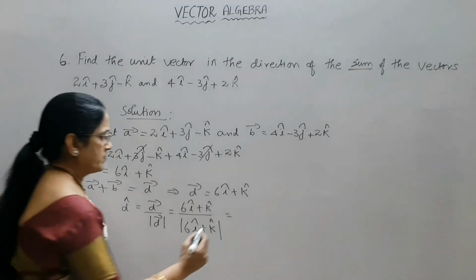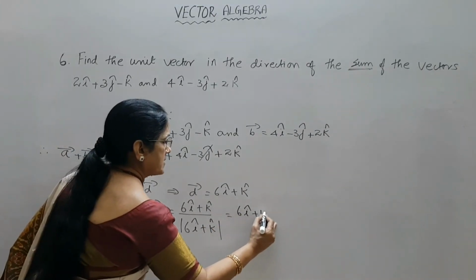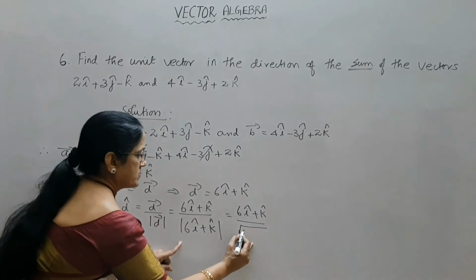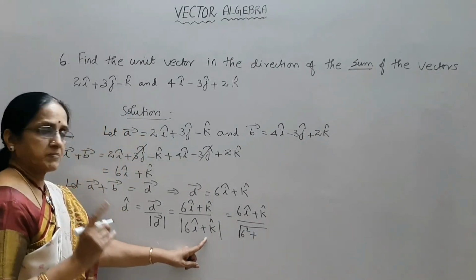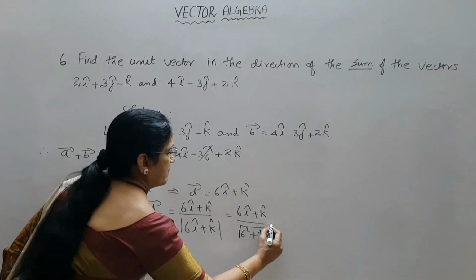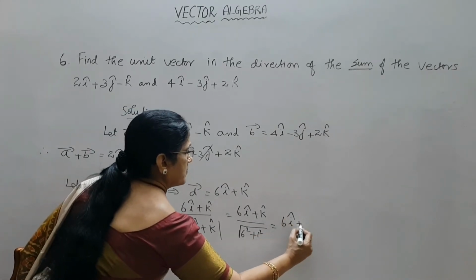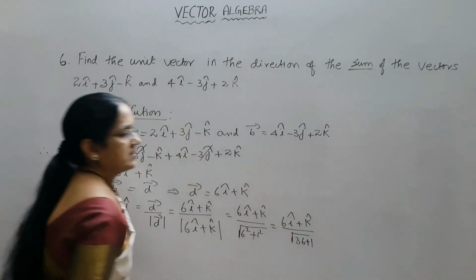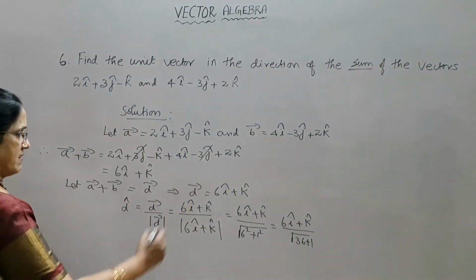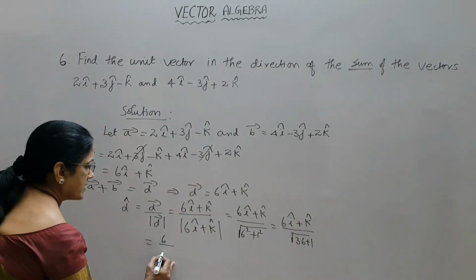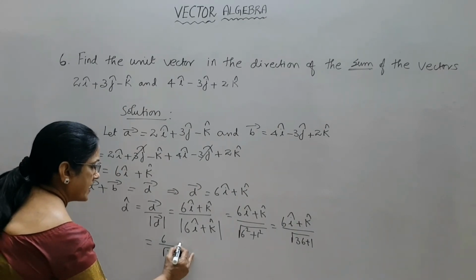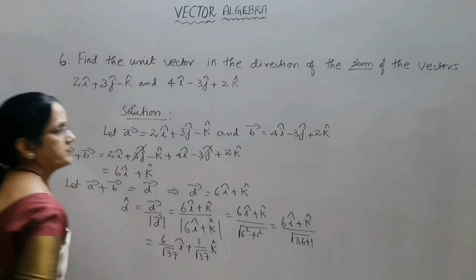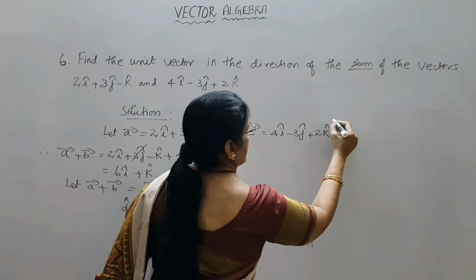Let us simplify this now. This is 6i cap plus k cap by square root of coefficient of i cap is 6, so you have 6 square plus coefficient of k cap is 1, so you get here 1 square, which is nothing but 6i cap plus k cap by root 36 plus 1, which is root 37. This in turn we can write as 6 by root 37 i cap plus 1 by root 37 k cap.